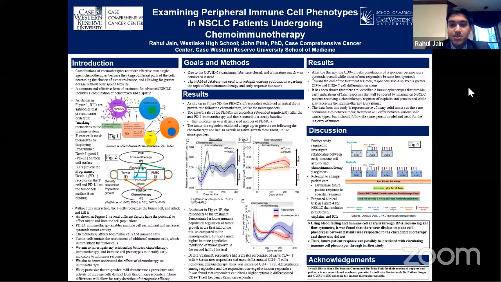There were also noticeable differences in CD4 and CD8 T cell populations through the therapy. Using blood testing and immune cell analysis through RNA sequencing and flow cytometry, it was found that there were distinct immune cell phenotypes between patients who responded to the chemoimmunotherapy and those who didn't. Further study is required. The proposed clinical trial in figure 4 shows similarities to past trials done by Griffiths et al. and can prove valuable to further study. Thank you for your time.